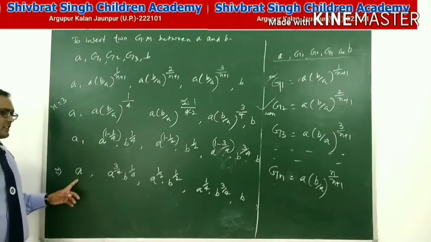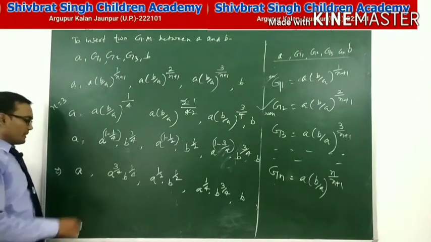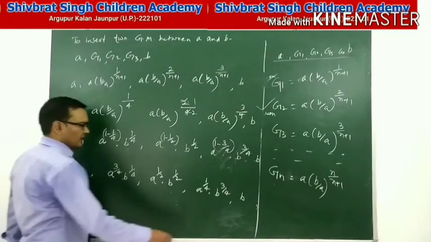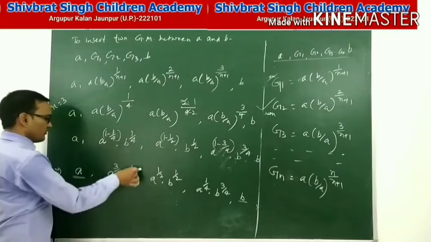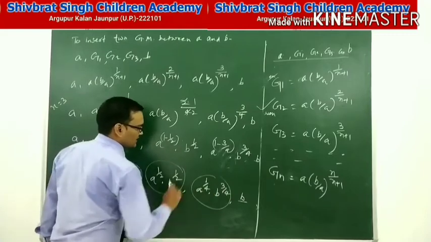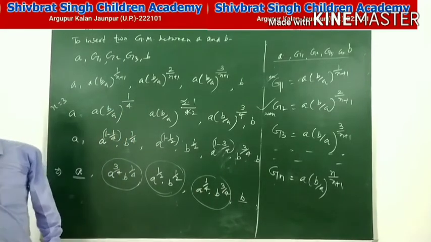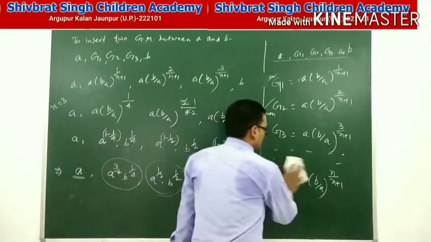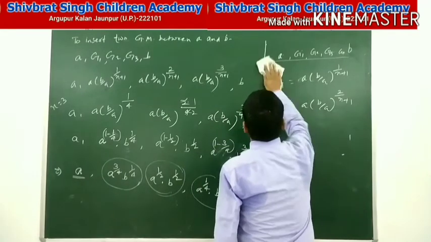We can insert three geometric means between two positive numbers A and B: first is this, second is this, and third is this. Now this concept is understood by the examples.